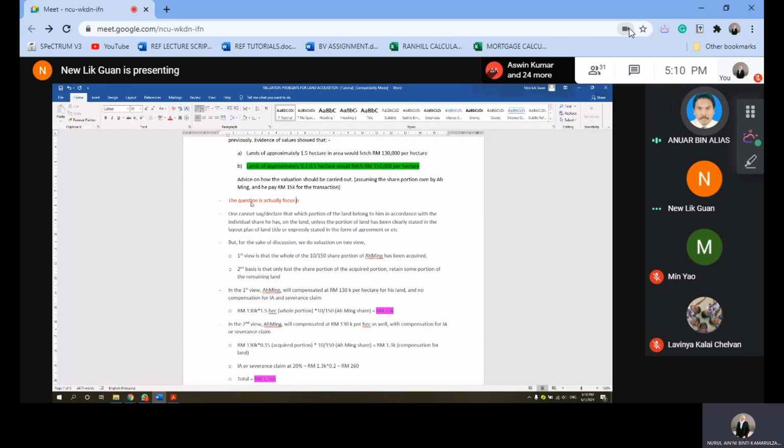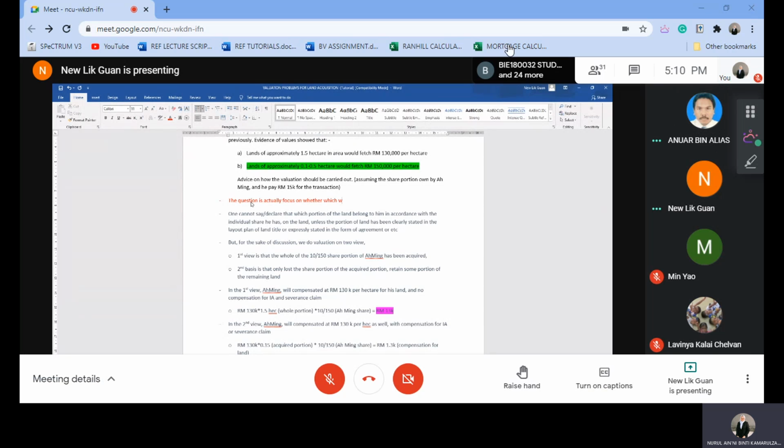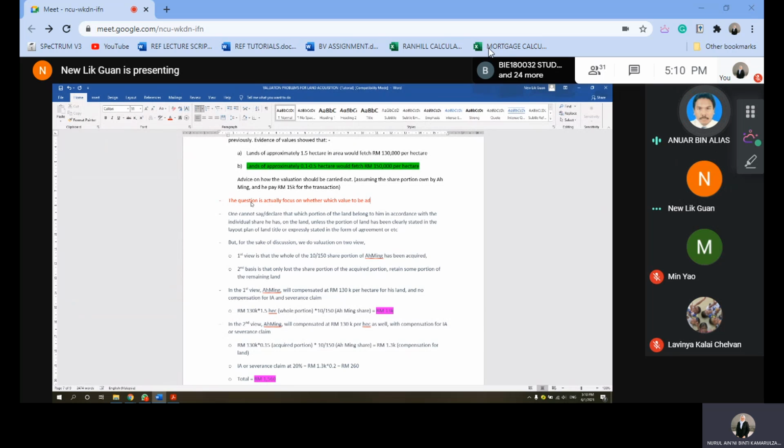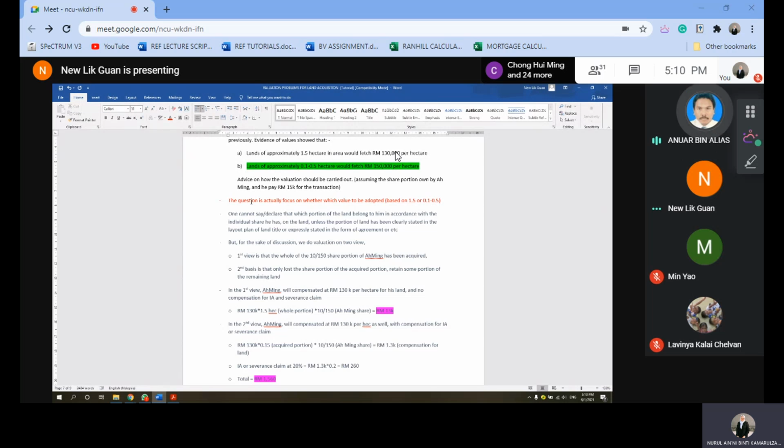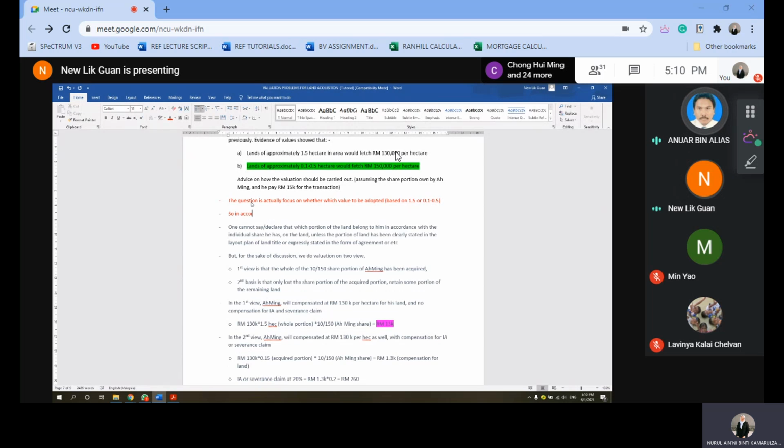Maybe you can assume your 1/15 shares, so that you can locate it at the special features. You just say like that, it can be done, because sometimes they already deem, among the landowners, the co-owners, that they already make a demarcation where your part is.